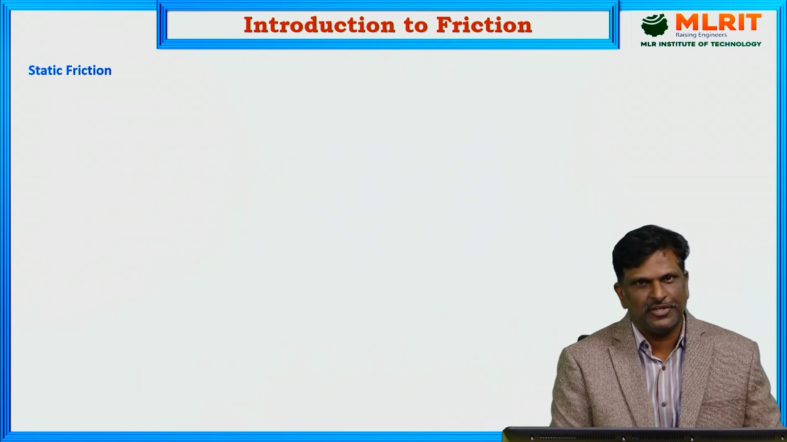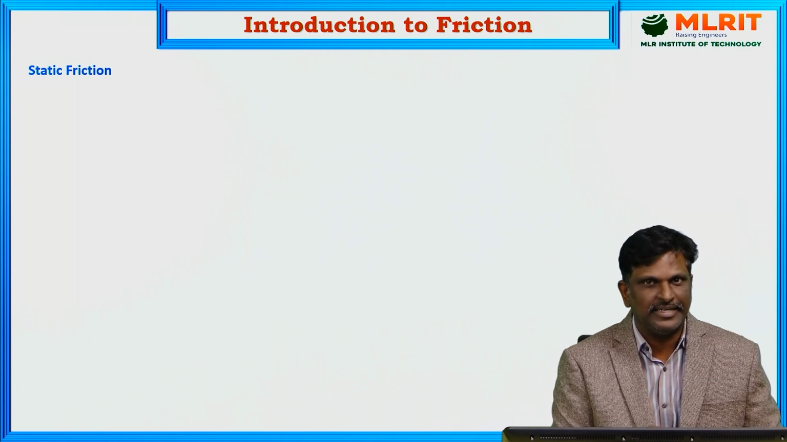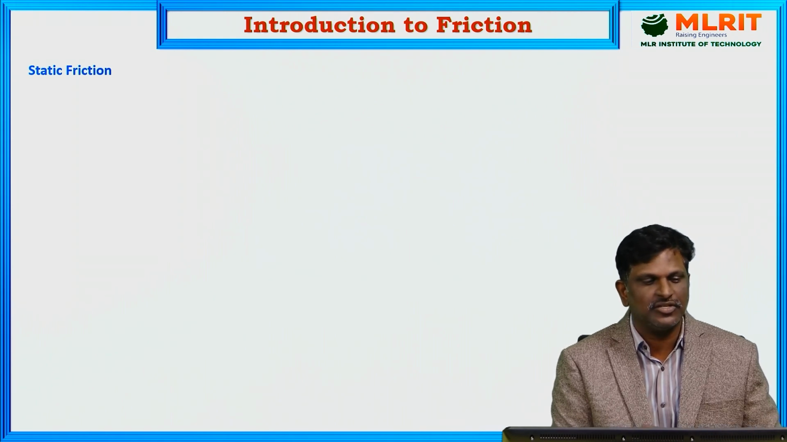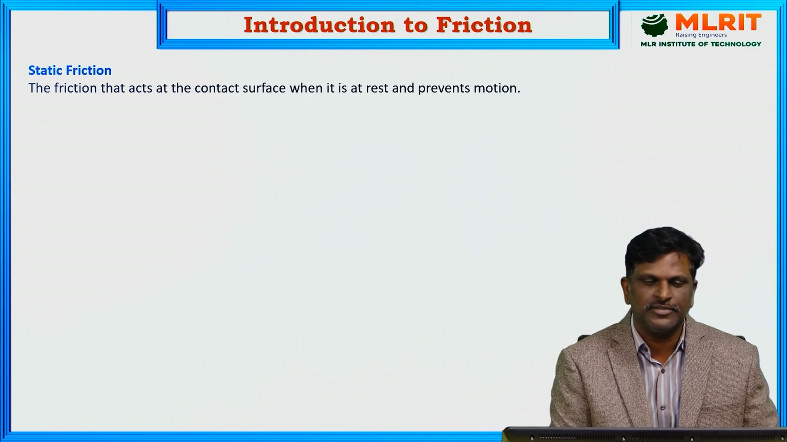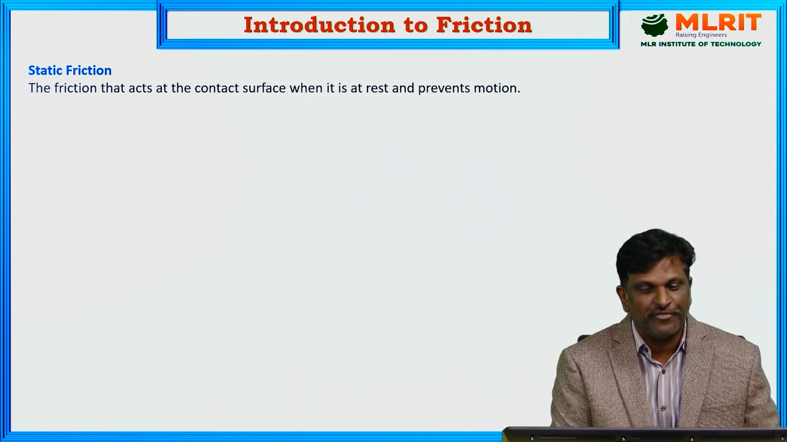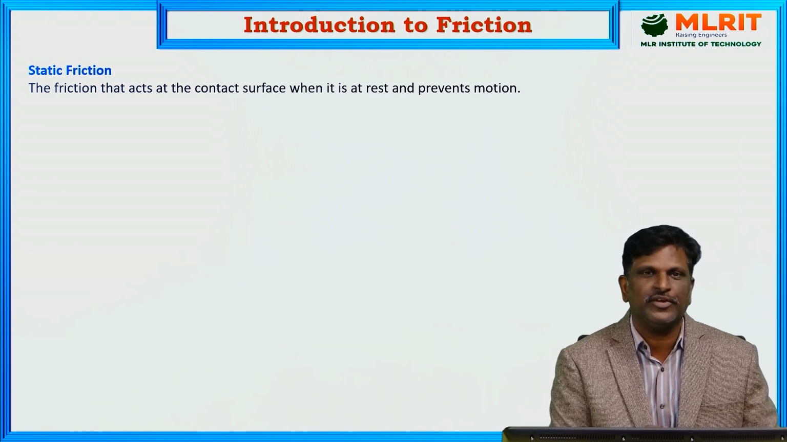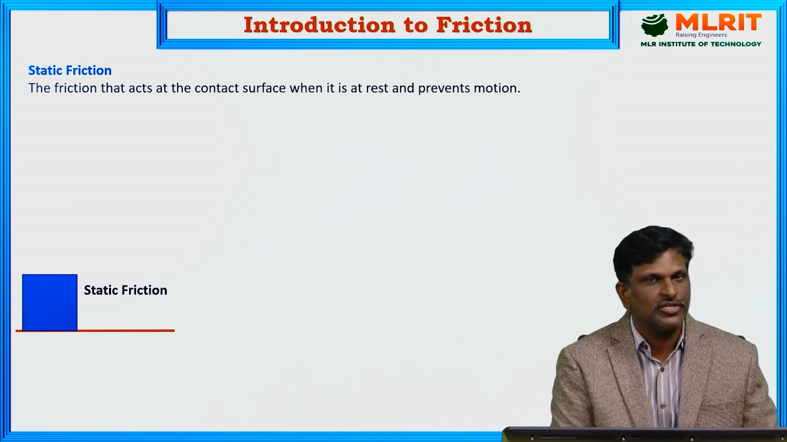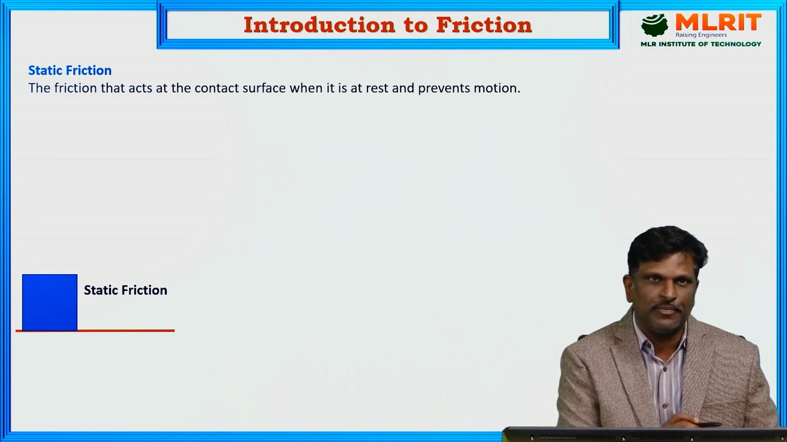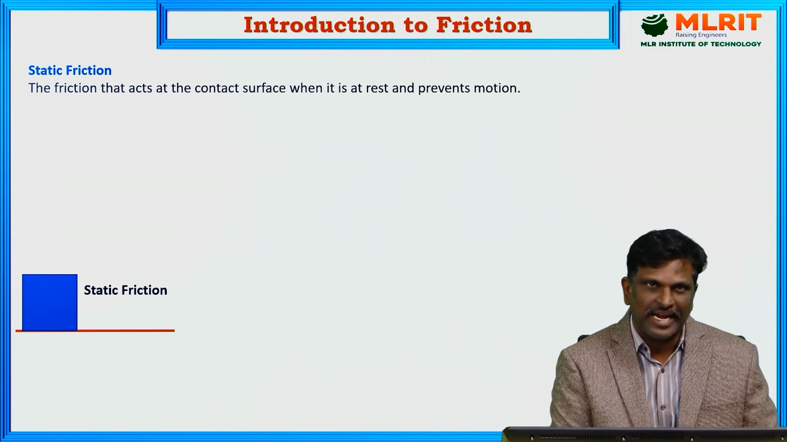Now, types of friction. Static friction. When the body is at rest and it is tending to move, the friction encountered between the contact surfaces is called static friction. The friction that acts at the contact surface when the bodies are at rest, and is preventing the motion, is called static friction. Here the body is at rest. So in this case, the friction between the body and the plane is called static friction.